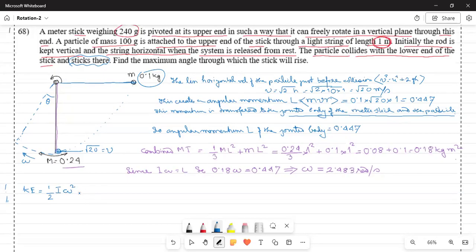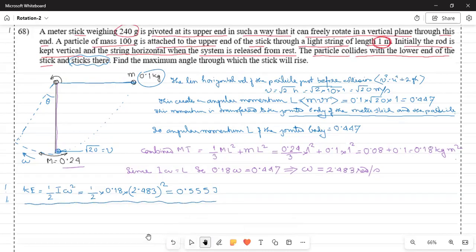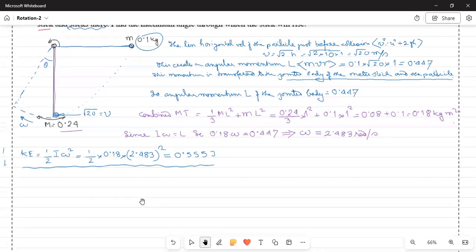Half I omega square, where we have found the moment of inertia is 0.18 and omega is 2.483, so 2.483 whole square. If you calculate, you will find the kinetic energy becomes 0.555 joule. I have done this calculation. You can use your calculator and do these calculations. So this is the first part of the question. We have found what is the kinetic energy of this body now.